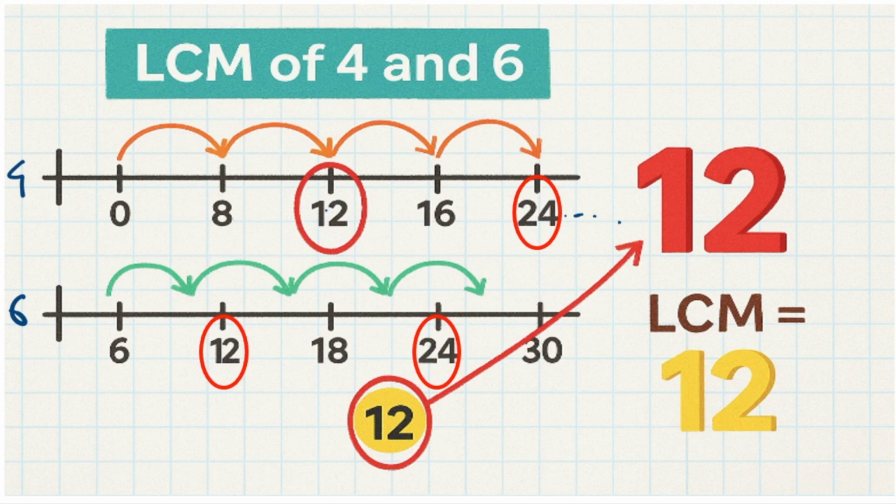Now if you observe these two lists, 12 and 24 are common in both lists. But which is the least out of them? 12 is the least out of them. Hence 12 is the LCM of 4 and 6. I hope this concept of LCM with an example is clear to you.